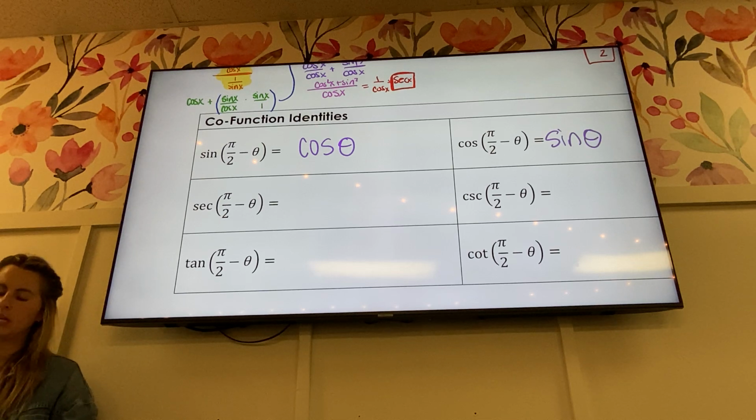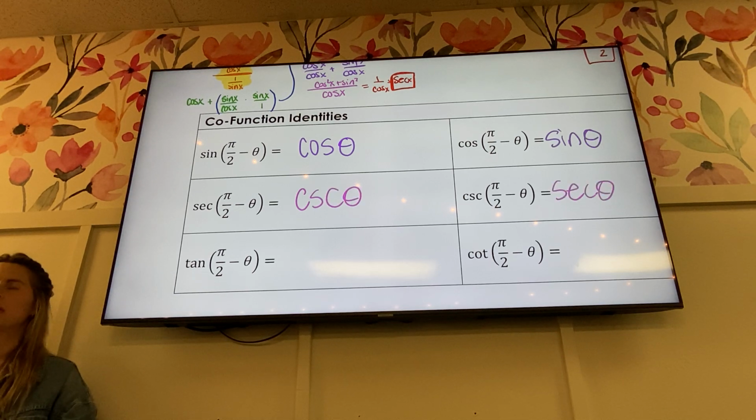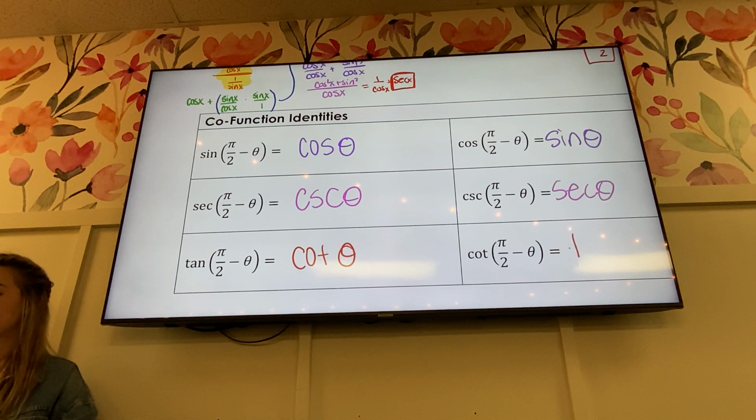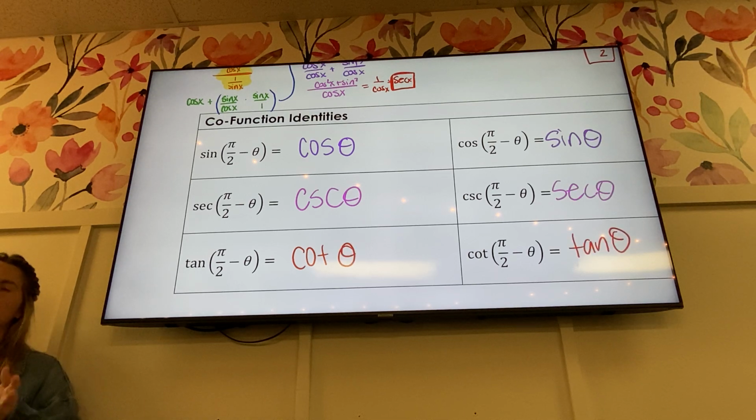So secant and cosecant. If you have secant of all of that stuff, that's going to give you a cosecant graph. And if you have cosecant of all that stuff, it's going to give you a secant graph. And then, of course, if you have tangent of all of that stuff, that's going to give you a cotangent graph, and cotangent will give you a tangent graph. Because sines and cosines look like waves, cosecants and secants look like the U's, tangents and cotangents are the squiggles.